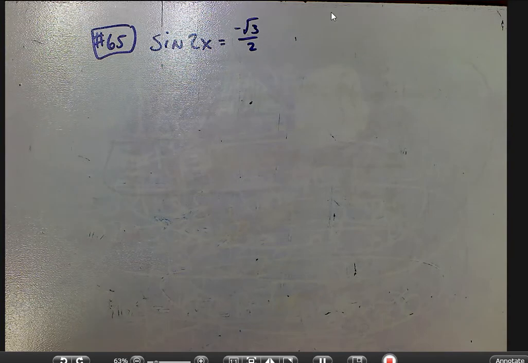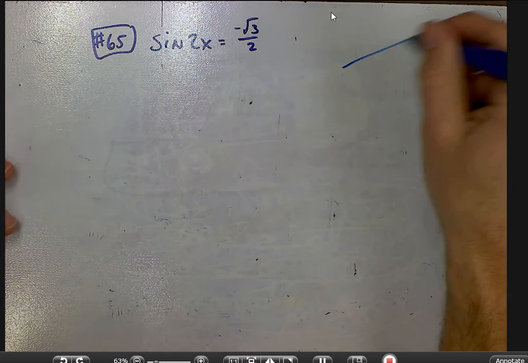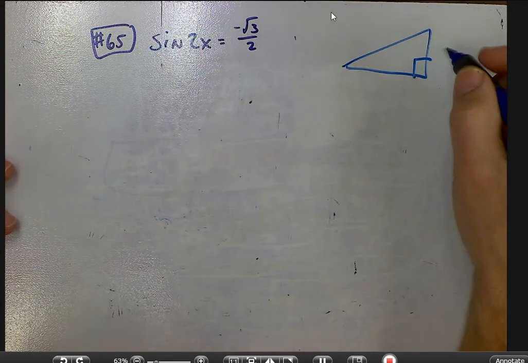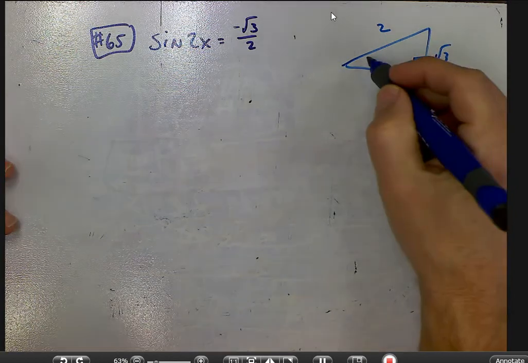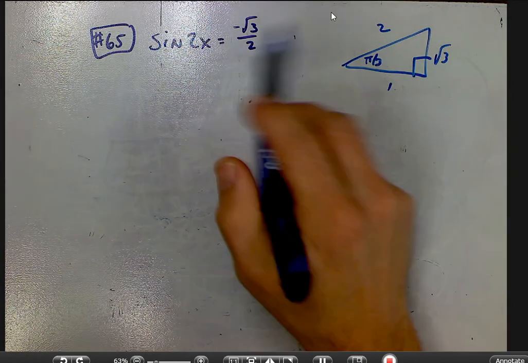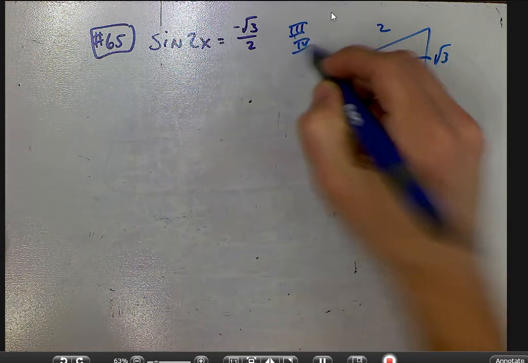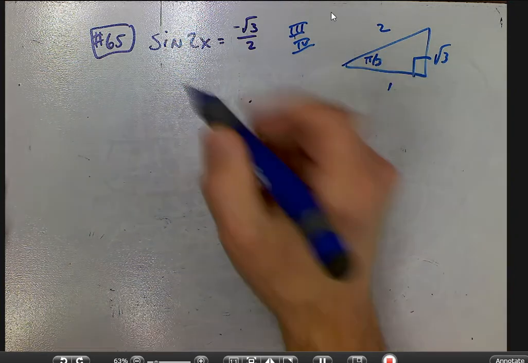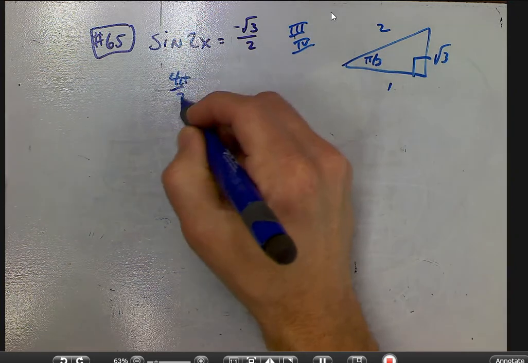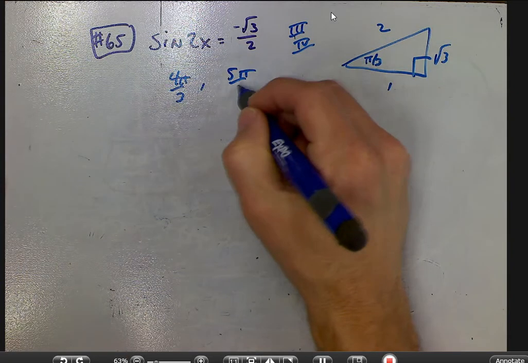Okay, on 65, it's already in the sine 2x equals, so I'm going to go straight to drawing a triangle. Opposite square root 3, hypotenuse 2, so that's 1. We know this is pi over 3. Since the sine is negative, I'm looking for quadrants 3 and 4. So pi over 3 in the third would be 4 pi over 3. Pi over 3 in the fourth would be 5 pi over 3.